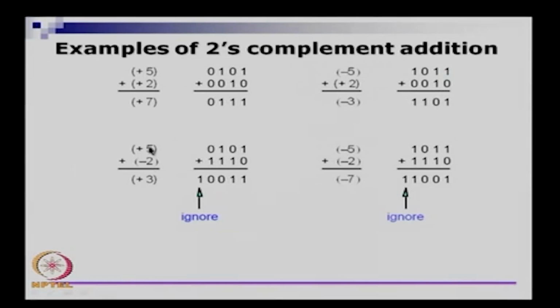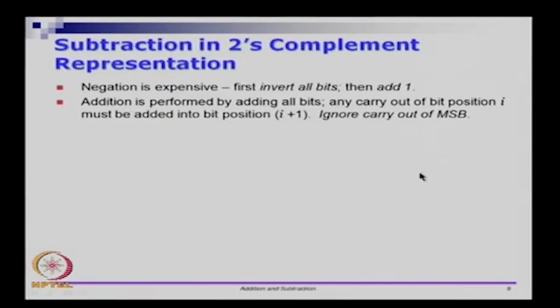If you want to do 5 plus minus 2, this is not subtraction of 2 from 5, we are adding minus 2 to 5. So, plus 5 is 0 1 0 1, minus 2 is 1 1 1 0, you add these two together, there is a carry that is generated, you ignore the carry. So, the result is 0 0 1 1 or 3. The same thing with minus 5 and minus 2. Let us look at subtraction in 2's complement representation.